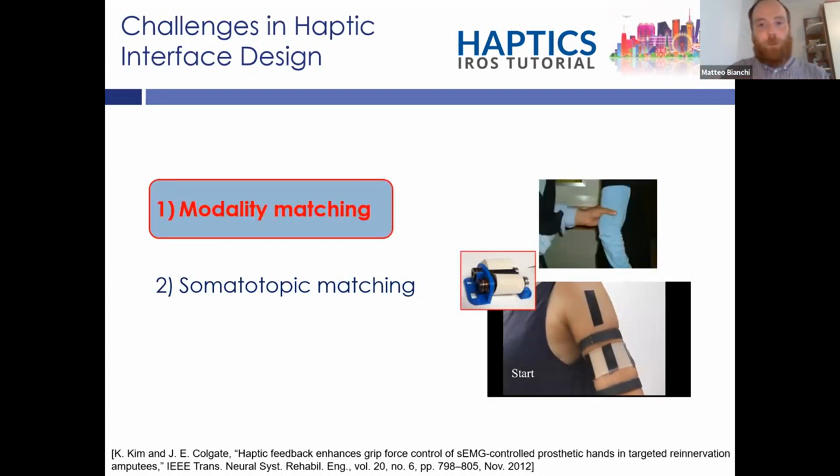This is an example. If I want to mimic the hand of a person pressing the arm of a user, I could try to reproduce the normal and the tangential stimulation at the arm level, where the stimulation should naturally occur.